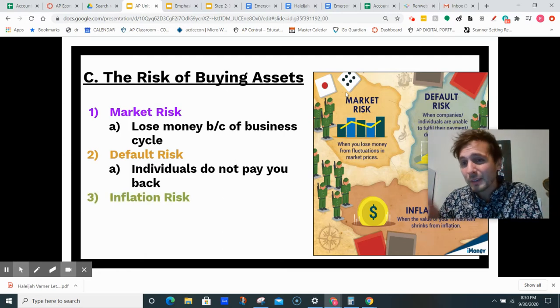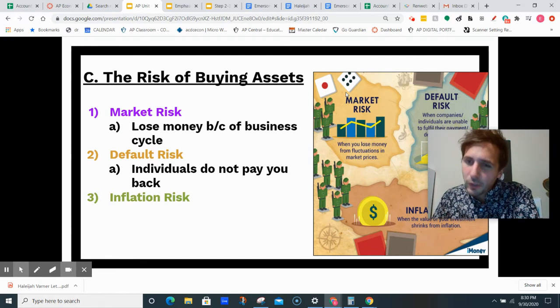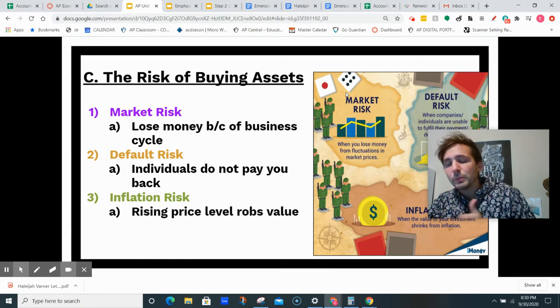We've actually talked about this with those who are helped and hurt by unanticipated inflation. Right? The inflation risk is simple. When price level rises, it robs the value of your interest bearing asset, especially if it wasn't built into the asset in the first place. And so that can be bad as well.